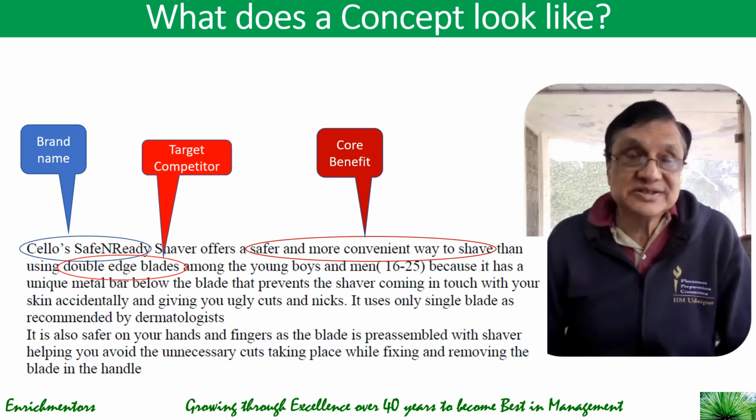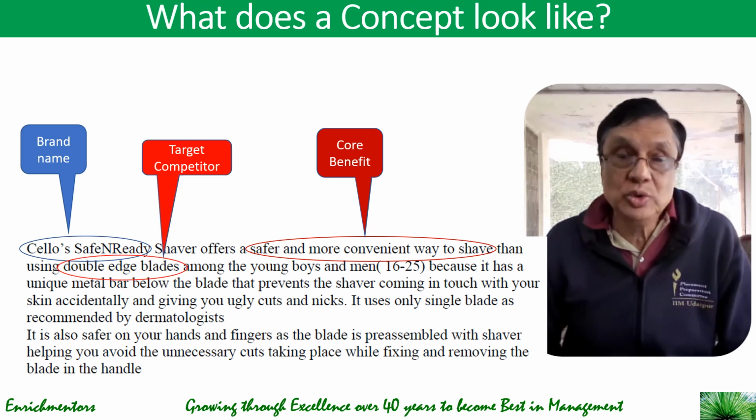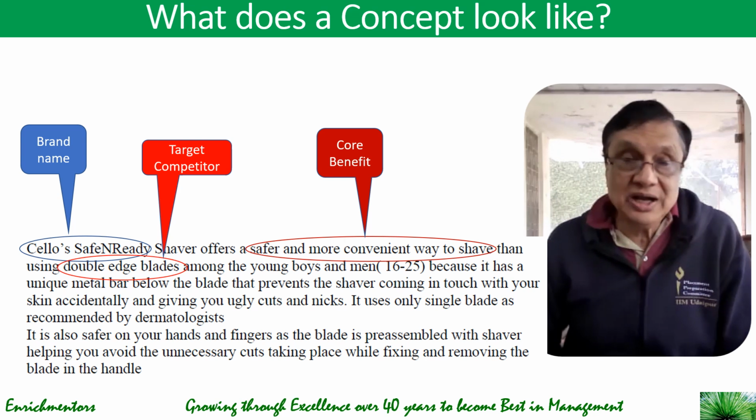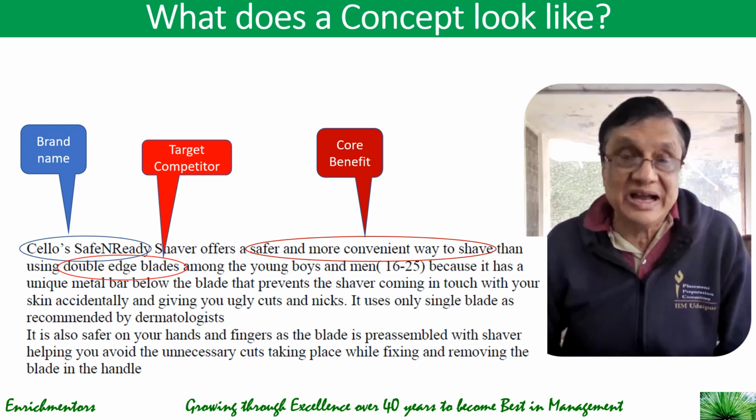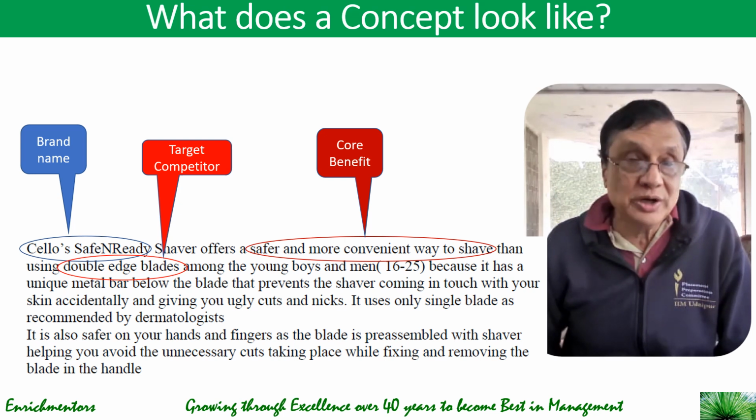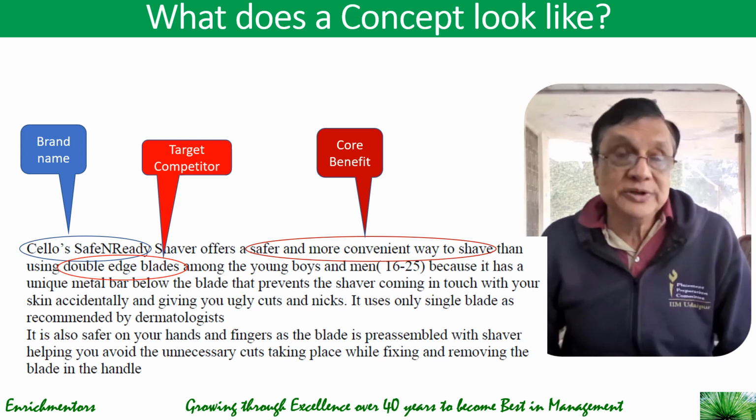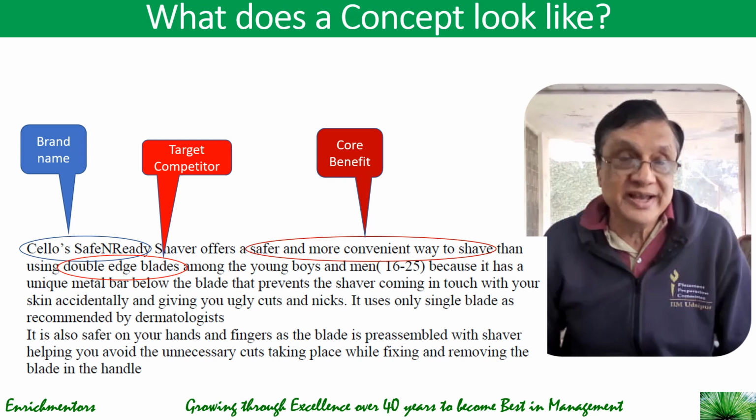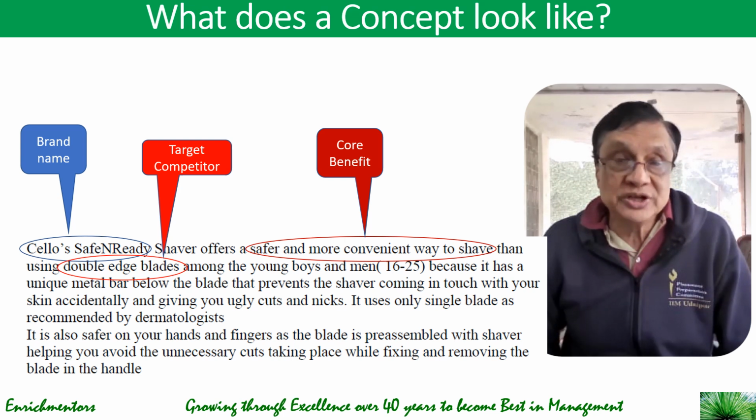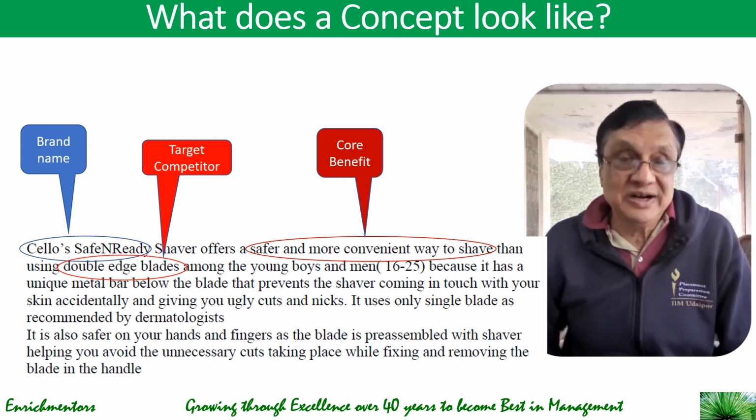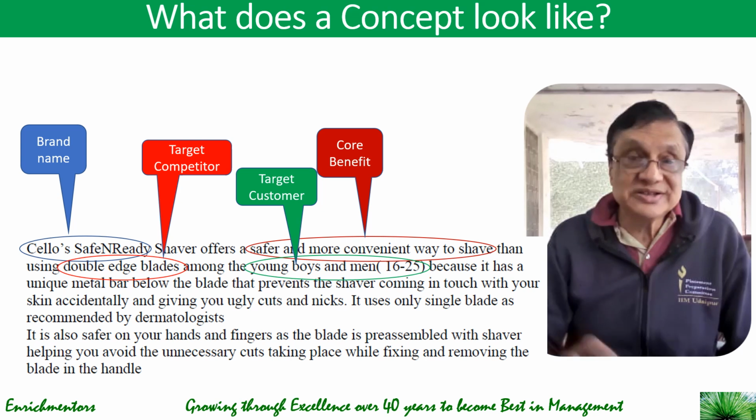The third element is target competitor. Who are your target competitors? Which competitors' products are your customers going to use that will have the value of this core benefit? And there, as you see, our target competitors were double-edged blades. At that point of time, even now, a lot of people use a razor in which you can put a blade. It has two edges of the blade, and you can use that for shaving. So we were saying those are the people that we will target. The fourth element is the target customer.